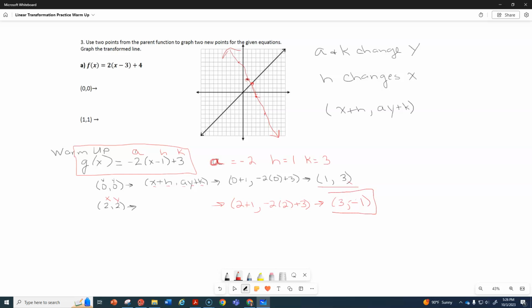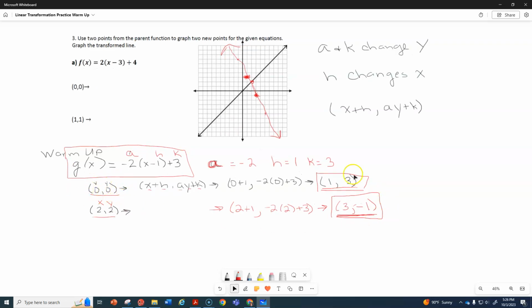But these are the 2 answers. I would need to see those 2 dots plotted, so be sure you're obvious with those 2 dots. It's this one right here and this one right here. And be sure that I can see that it started off at 0, 0 and ended up at 1, 3. It started off at 2, 2 and ended up at 3, -1. I need to see how this point transformed into this point right here, and the 2, 2 transformed into this one. And then you plot those 2 points, and then you connect them, and you have the equation of this line right here.